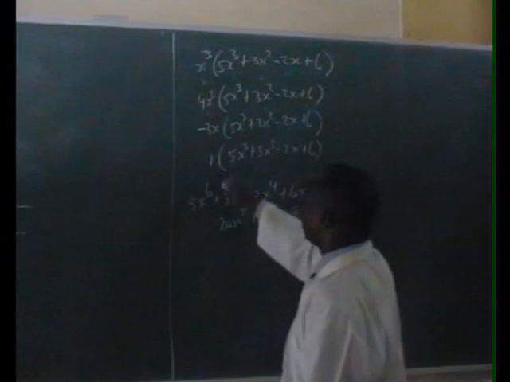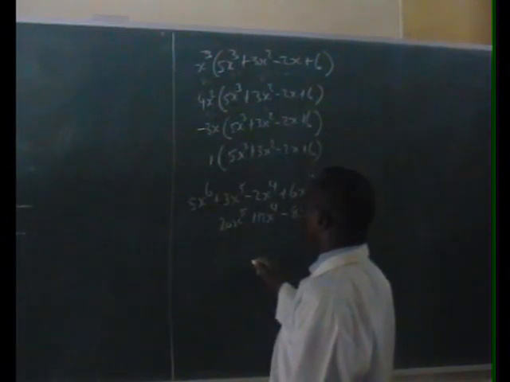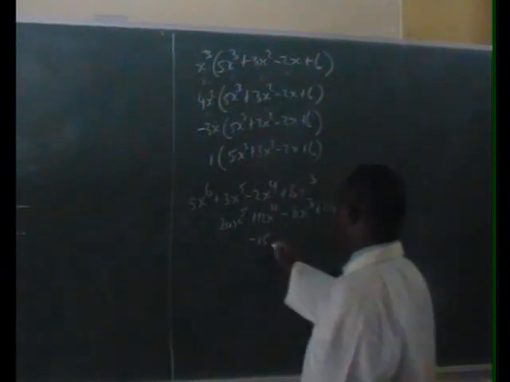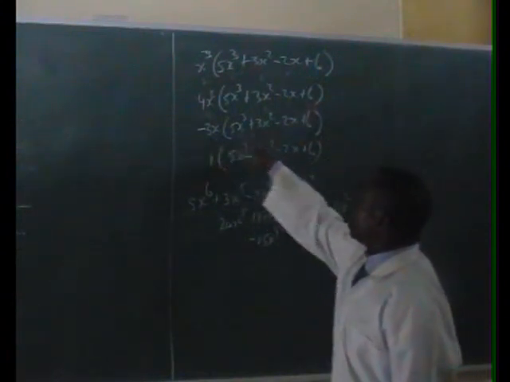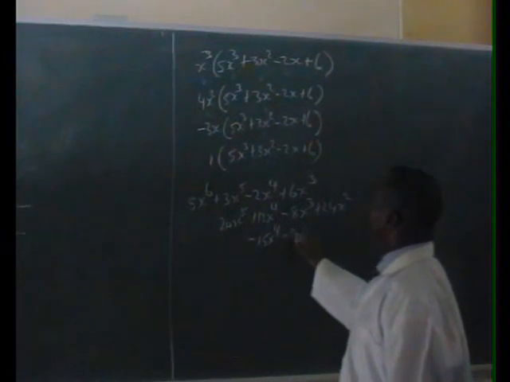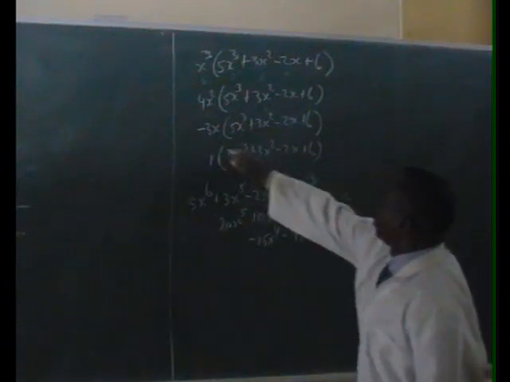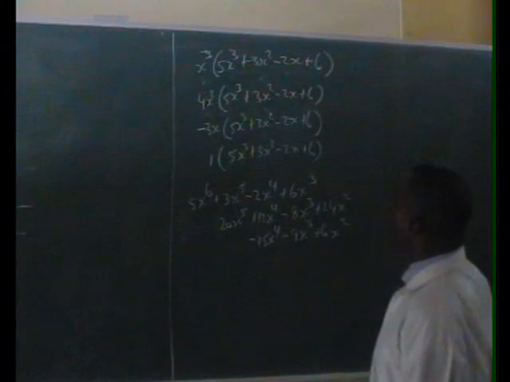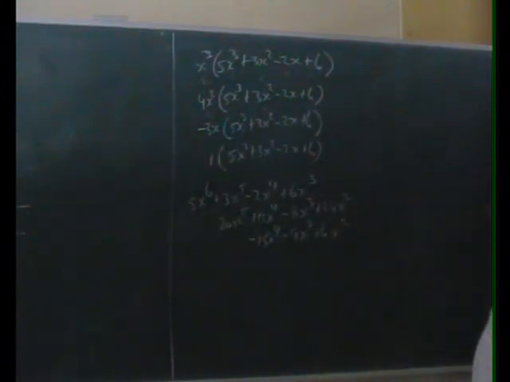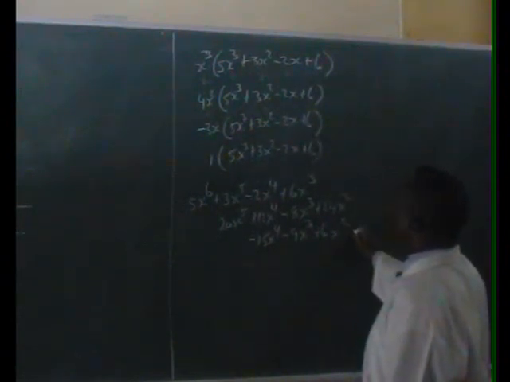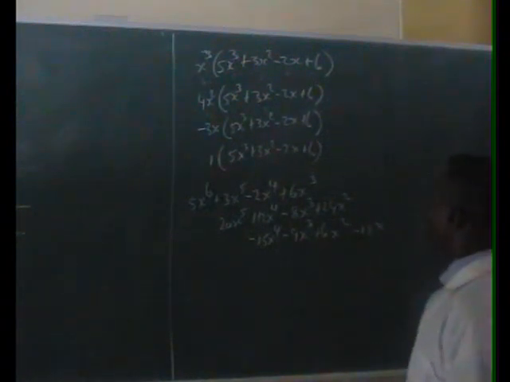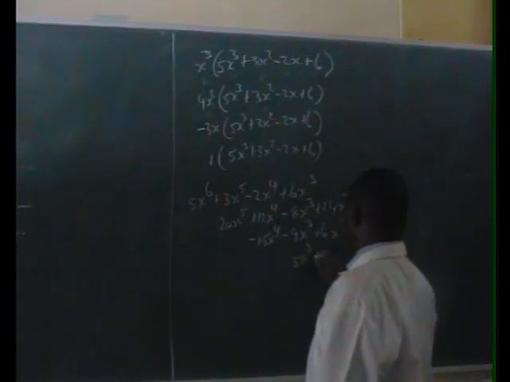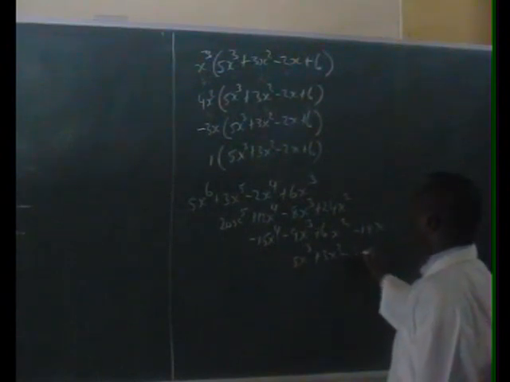Minus 3x times 5x cubed will give us minus 15x raised to the power 4. Now, minus 3x times 3x squared will give us minus 9x raised to the power 3. Minus 3x times minus 2x will give us plus 6x squared. And then minus 3x times 6 will give us minus 18x. Right. So we can go for the last one. Of course, this is 1, and whatever this times this, we will still have the same thing. So that is 5x cubed plus 3x squared minus 2x plus 6.